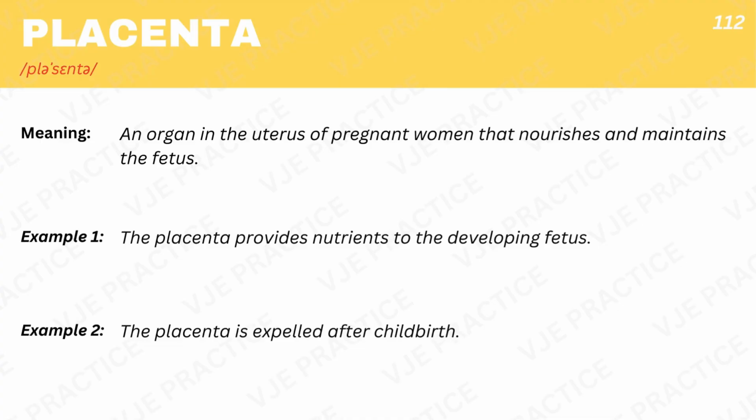Placenta, an organ in the uterus of pregnant women that nourishes and maintains the fetus. Example 1. The placenta provides nutrients to the developing fetus. Example 2. The placenta is expelled after childbirth.